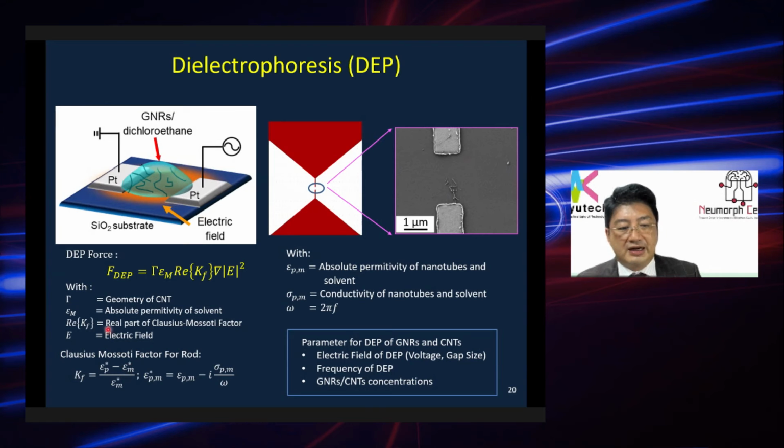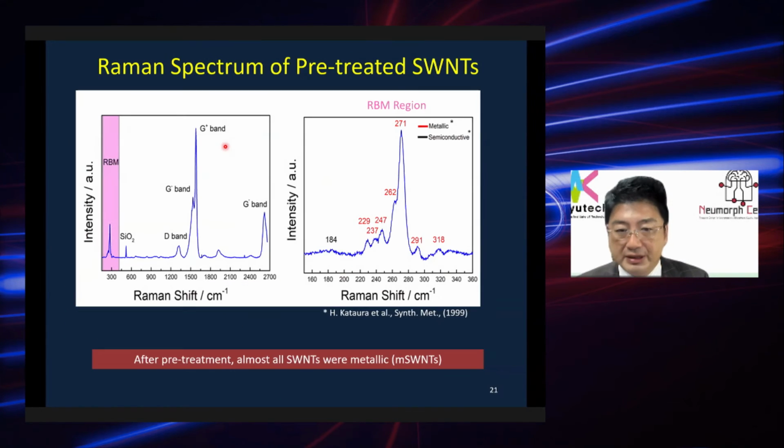And this is the DEP force equation, but there are so many factors. And we tried to find a good condition to pick up the graphene nanoribbon. And we used Raman spectra to know whether the graphene nanoribbon is bridged or not.